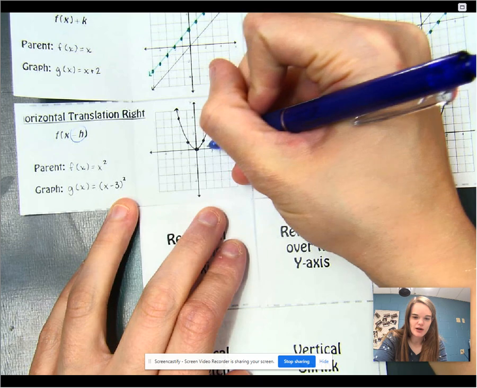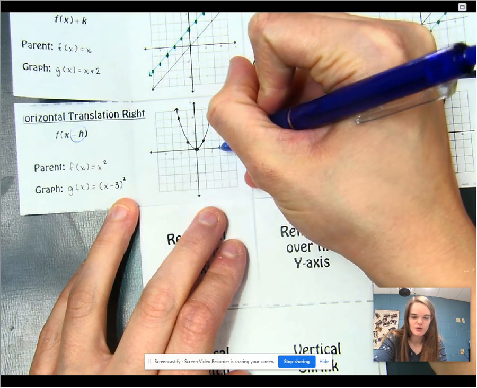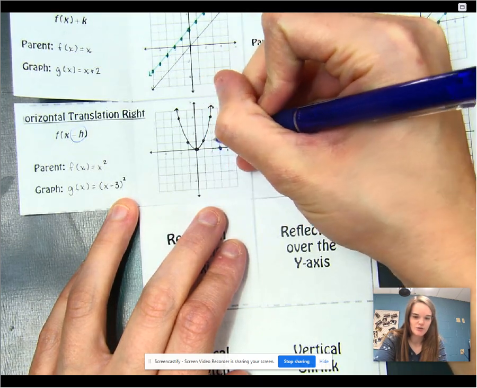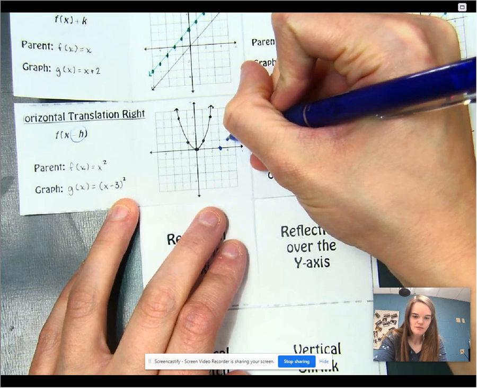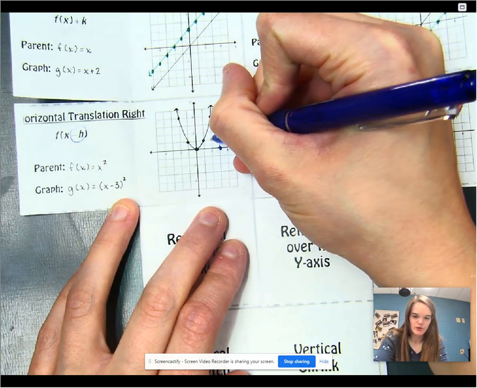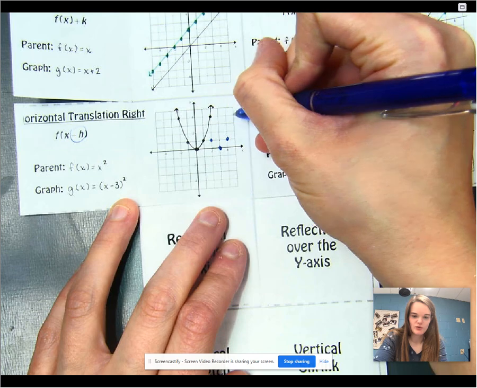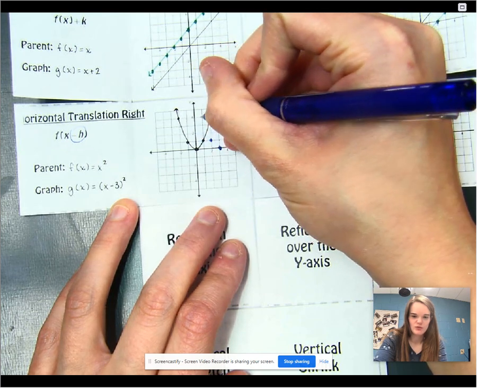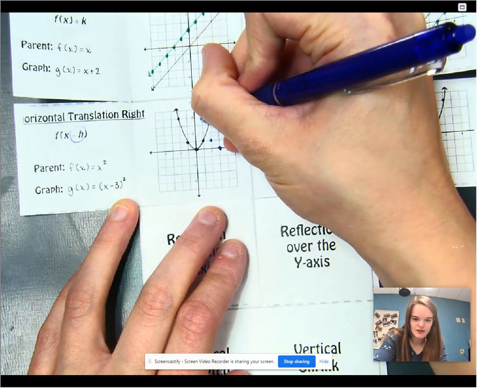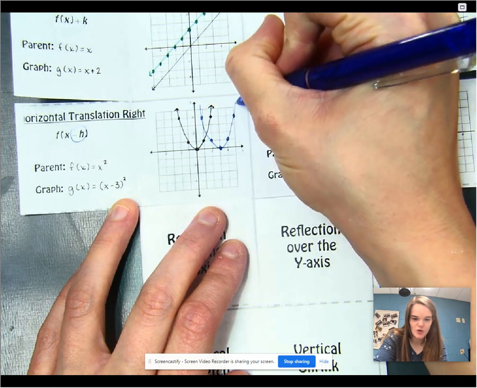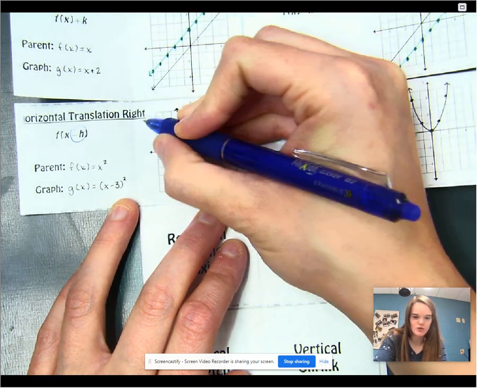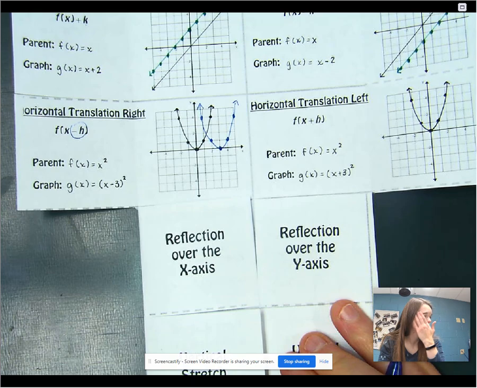So we're going to take this point and go right 1, 2, 3. We're going to do that for all 5 points. Right 1, 2, 3. And we're going to graph it. There is a horizontal translation right 3 units.